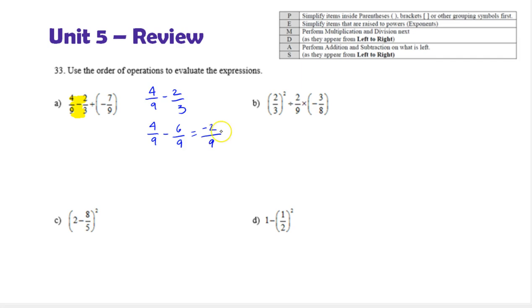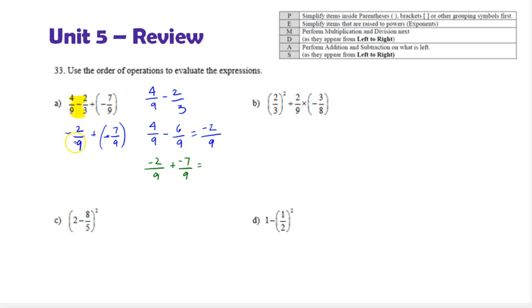So now, even though this is negative 2 over 9, we usually write it as negative 2/9 plus negative 7/9. Okay. Now, these two fractions have the same denominator, so we can just add the numerators. We can think of it as adding two negatives and the answer will be negative, or another way to think of this is to say negative 2 over 9 plus negative 7 over 9.